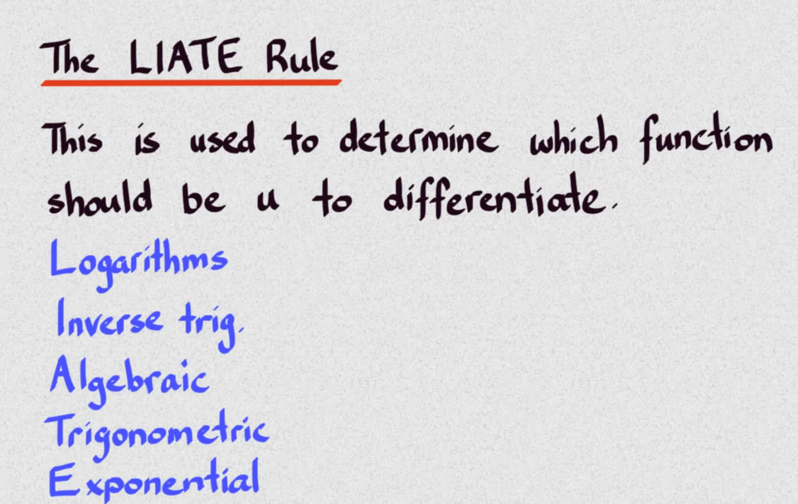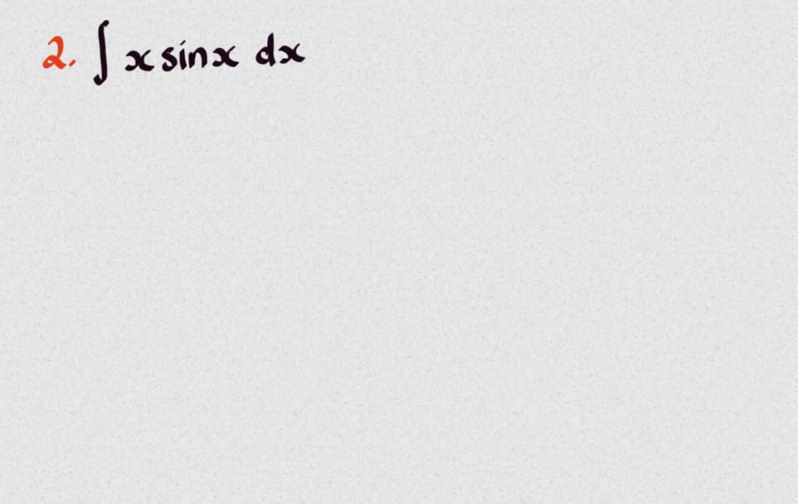Alrighty, let's do our second example, and we'll use the Laurie rule to help us choose. So we have the integral of x multiplied by sine x. According to Laurie, algebraic comes before trigonometric. So we're going to set our u to be x, and therefore our v dash will be sine of x. And so we know that the integral of uv dash can be written as uv minus the integral of vu dash.